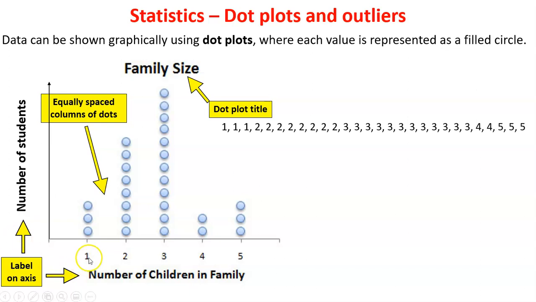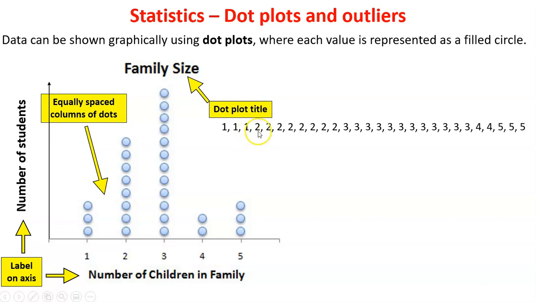So in this case here, we've got one child in a family. And how many students have one child in a family? Well, there are 3 students, and that's why it occurs here 3 times. So this represents each student. So we've got one student has one child, another student has one child, another student has one child. So 3 students having one child in the family.